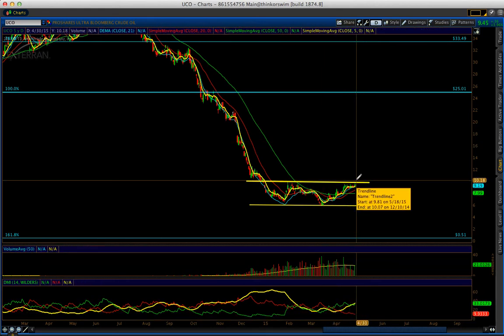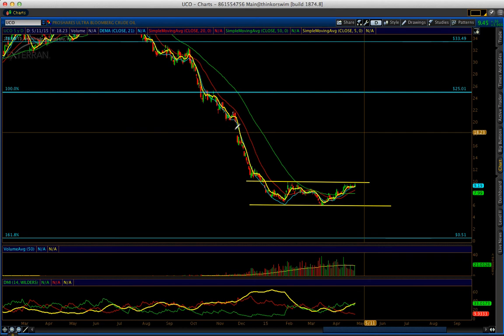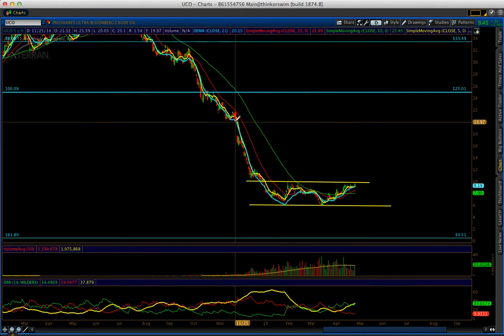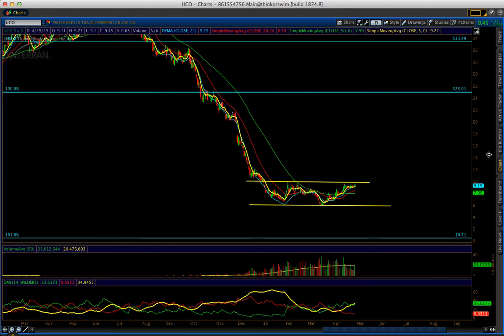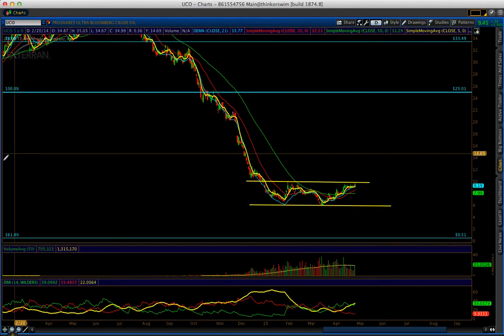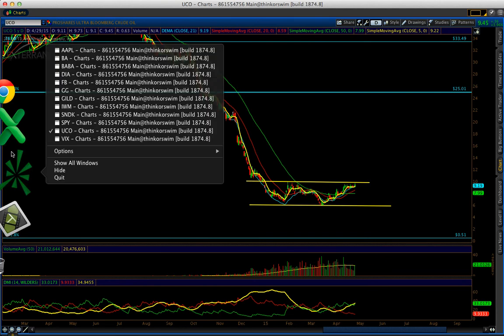So let's see if we can get a breakout and a run to close this little gap right here around $19. That would be almost a 100% move, but I don't know. Let's see what happens. We're getting close to June, July. Usually June, July is a good month for oil, but I'm just waiting to see if we can break out this $10 resistance.